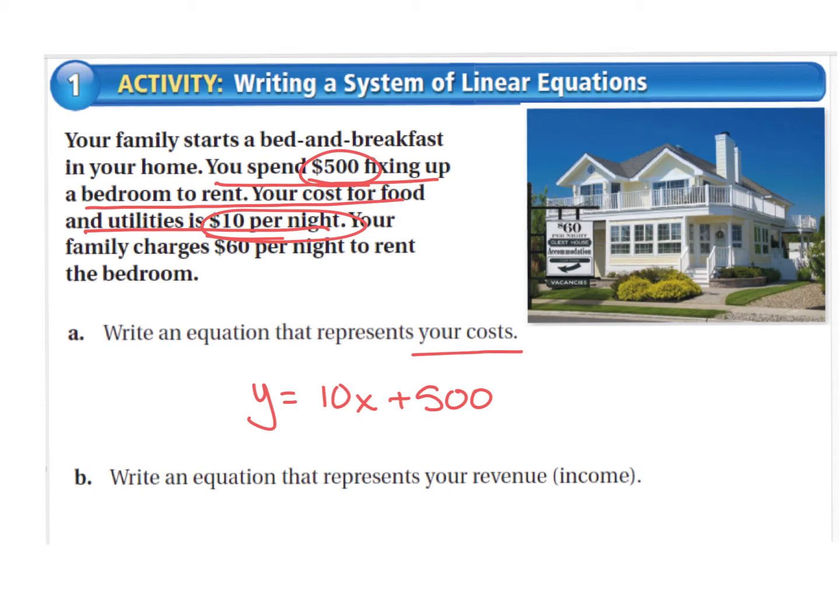Then we're going to write our second equation, which represents our revenue or our income. And we charge $60 a night to rent the bedroom. We don't start with anything, so we're not starting with a profit or anything like that, so we do not have a y-intercept. And $60 per night would be our slope. So y equals 60x and no y-intercept.